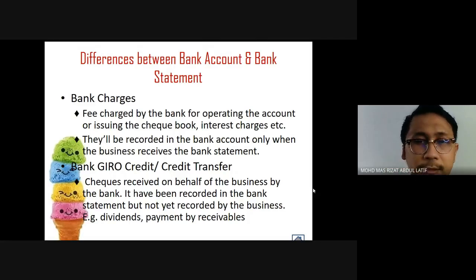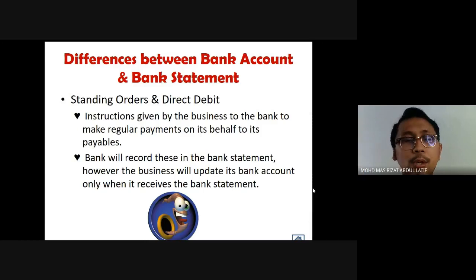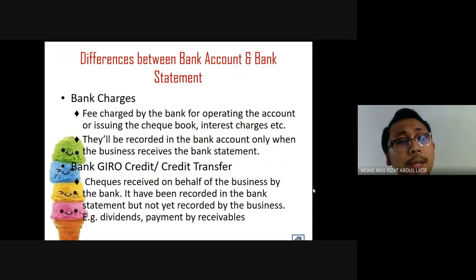Yang tadi direct debit and standing order ni pun kita consider sebagai duit keluar, outflow of money from the bank account or from the bank statement. Bank charges pun sama juga. Okay. Next one adalah giro credit ataupun credit transfer.